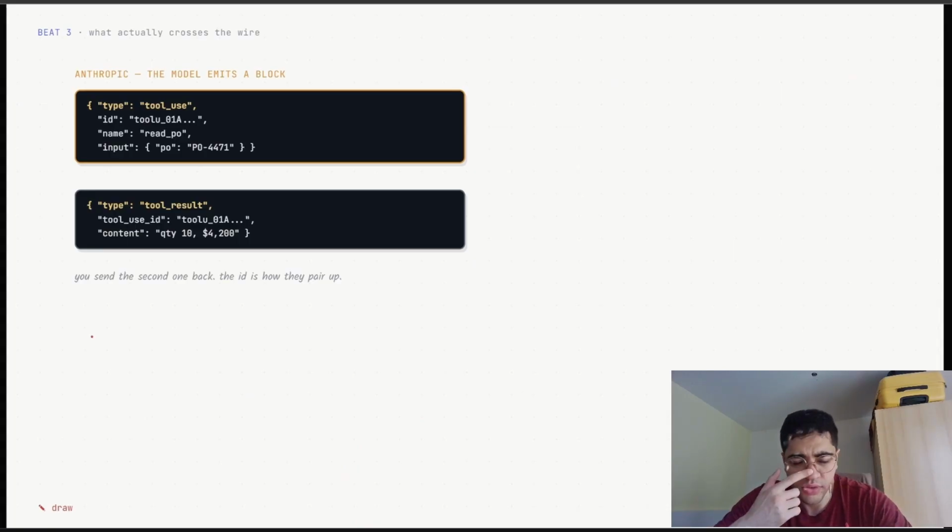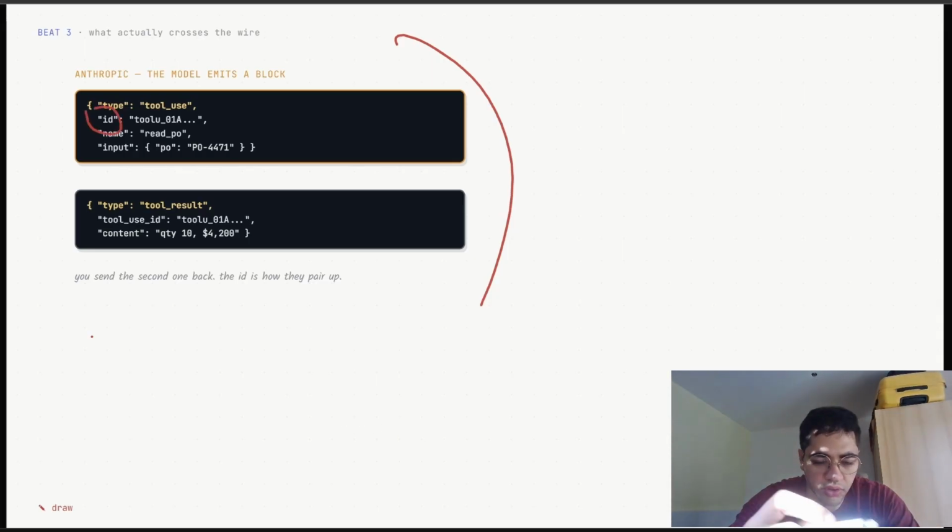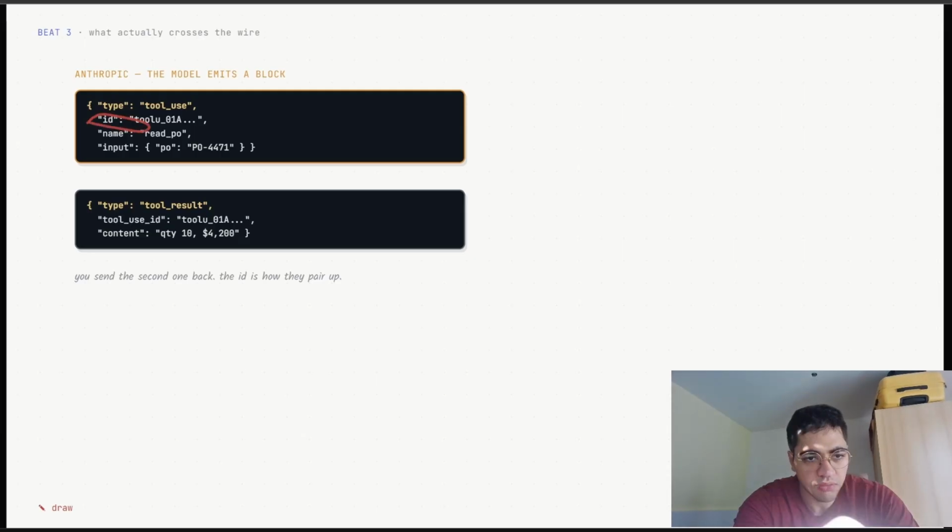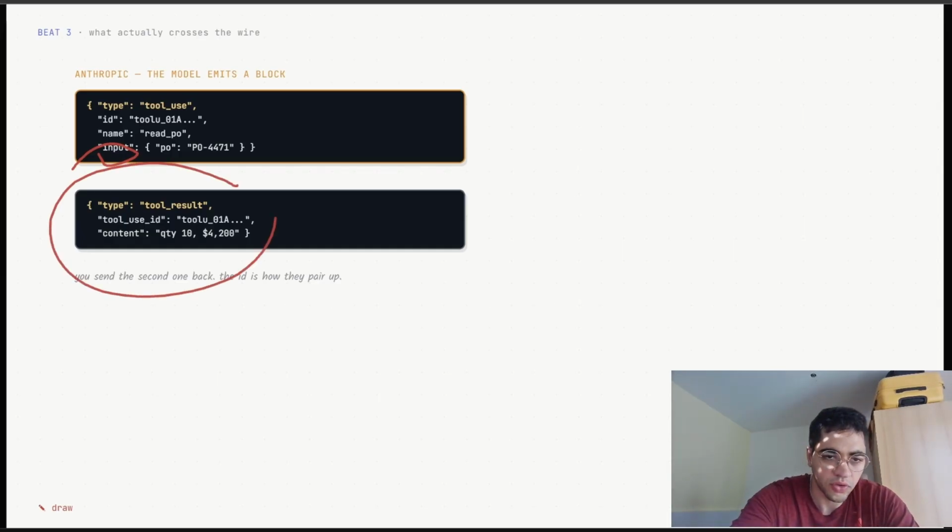So basically this is how it looks, if this is how Anthropic does it. The model emits a tool use block with an ID. So this is our ID. It has a name, it has the input, and you run it and send back the following.